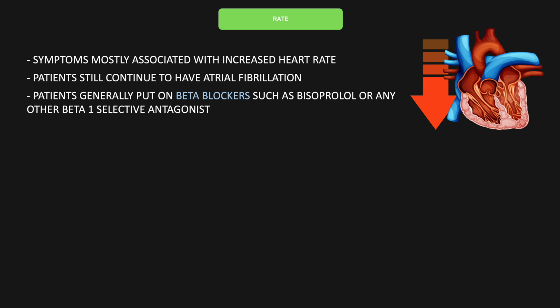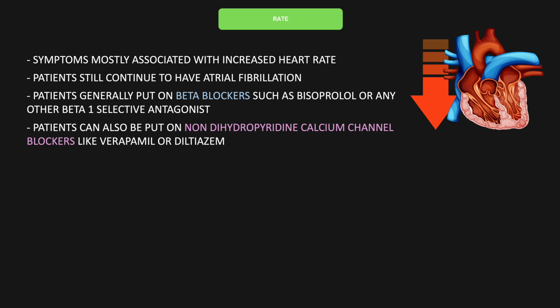So when you decrease the heart rate, the severity of the symptoms decreases. So you put them on beta blockers, or any beta-1 selective antagonist, because, studying basic physiology, the heart has beta-1 receptors, and those are responsible for heart contraction. So if you block them, the heart contraction decreases, or the heart rate decreases. So you can put them on beta blockers such as bisoprolol, or you can put them on a non-dihydropyridine calcium channel blocker such as verapamil or diltiazem, and digoxin can also be used.